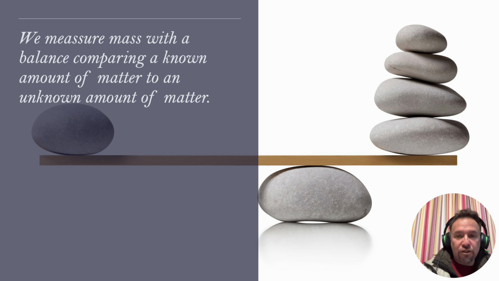So the way we can measure mass with a balance is comparing a known amount of matter to an unknown amount of matter. This is, if you want to know the mass of an object, you need to find an object whose mass you know, and that balances the weight. For example, here in this picture, if you know the mass of the stones on the right, then you can tell that the mass of the left stone is that of the 4 stones on the right.